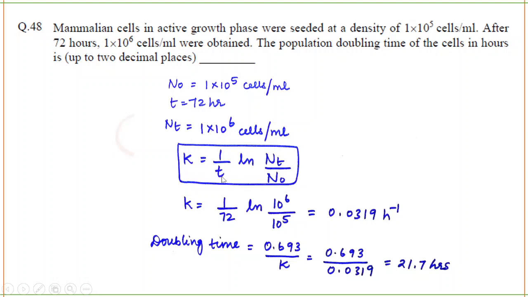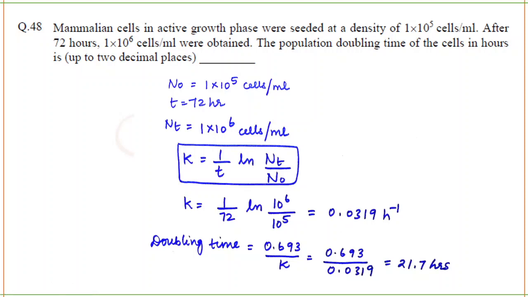Whenever they ask you a question regarding doubling time, you're going to use the same formula where you will have to find the value of K. So K is nothing but 1 by T ln of NT by N naught. You know all the values in here. So K is equal to 1 by 72 ln of NT is 10 power 6, N naught is 10 power 5.